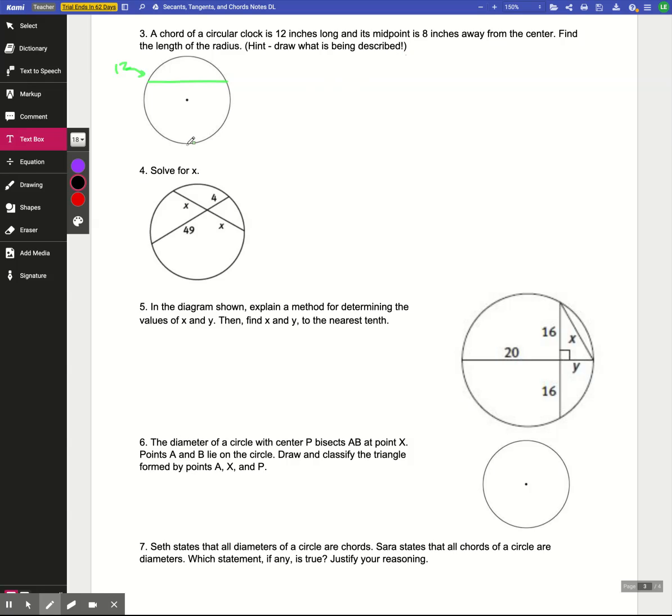Then they said its midpoint is 8 inches away from the center. So the midpoint is here, right? Right in the middle of that chord, and it is 8 inches away from the center. And then the question here is to find the length of the radius. I can draw lots of different radii here, but I think the one that's going to help me the most is if I draw from the center out here, right? So that's my radius, and that's what I'm trying to find.